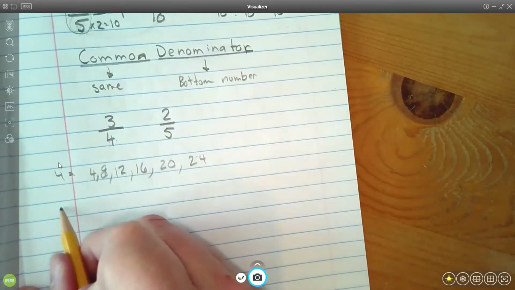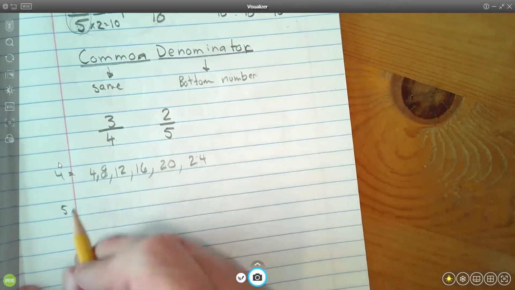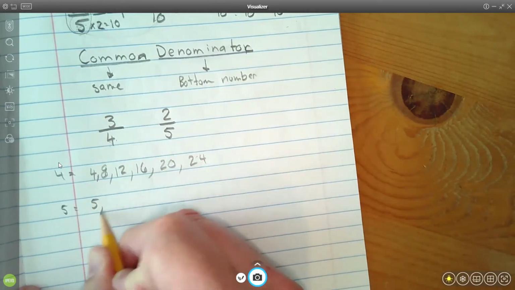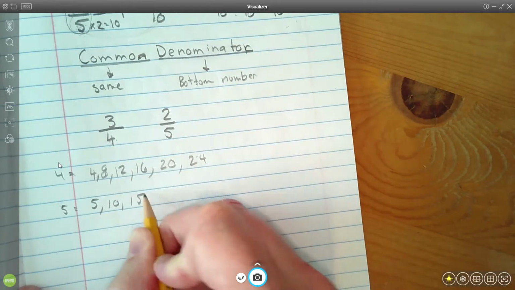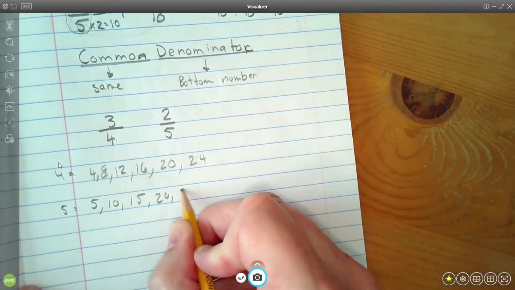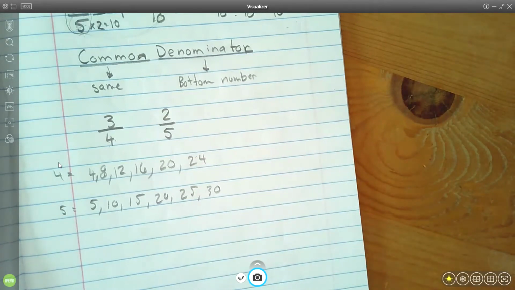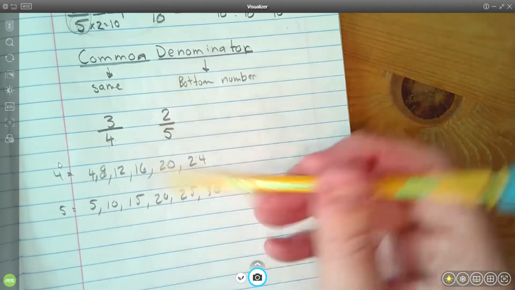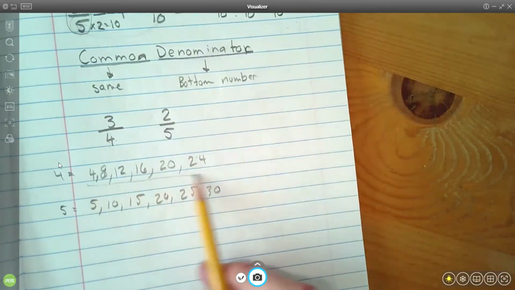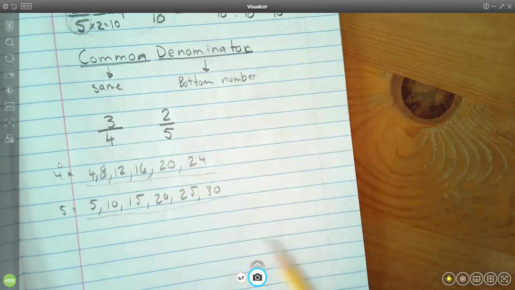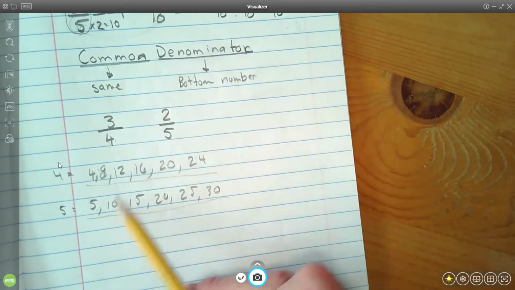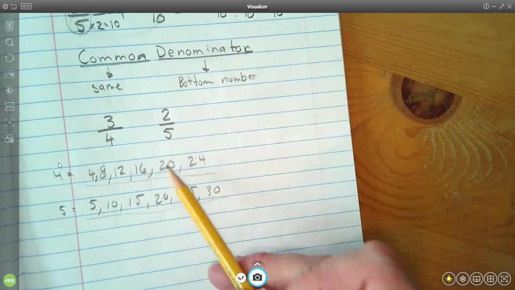And I'll try my list for 5s. If I counted by 5s, this will be easier, right? 5, 10, 15, 20, 25, 30. I can keep on going. So when I'm looking for common denominators, I'm looking for numbers that show up both in this row and in this row. So 4, no. 8, no. 12, no. 16, no. Ooh, 20.